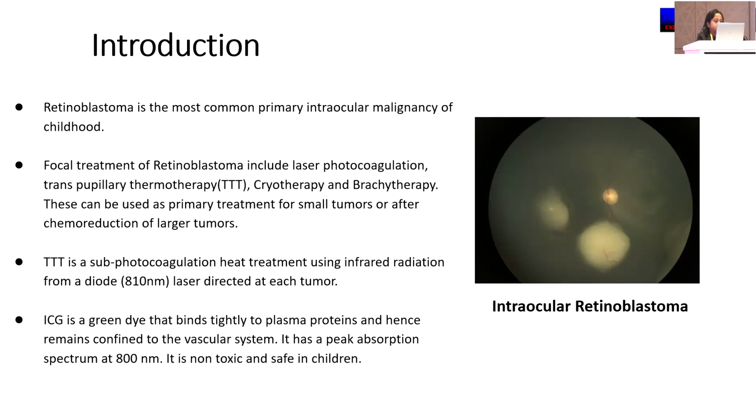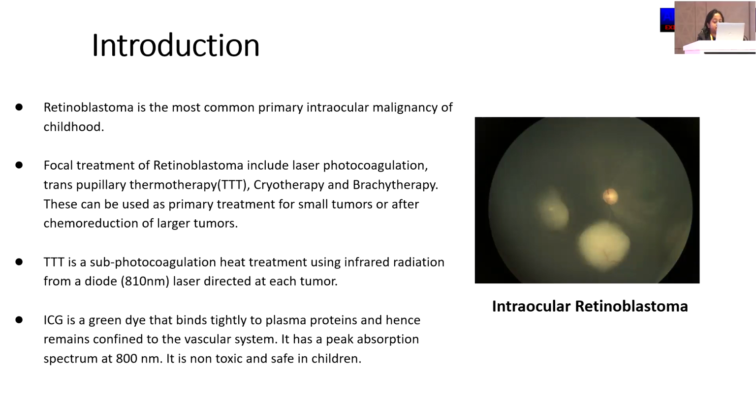So to start, retinoblastoma is the most common primary intraocular malignancy of childhood. The focal treatment includes laser photocoagulation, transpupillary thermotherapy, cryotherapy, and brachytherapy. TTT is a sub-photocoagulation heat treatment using the infrared radiation of a diode laser directed at each tumor.